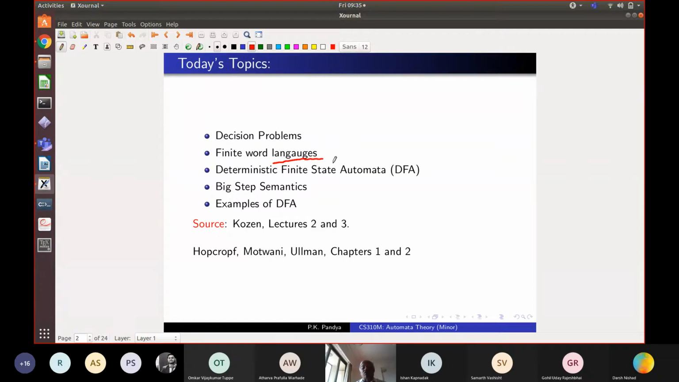Then we will introduce the model of deterministic finite state automata. The second thing you will learn is how to model problems as finite state automata. So these are the two key things that you will learn today. We'll do some examples of finite state automata, and then if time permits, we'll go into what is called the big step semantics. But this is optional. We'll see how we progress.